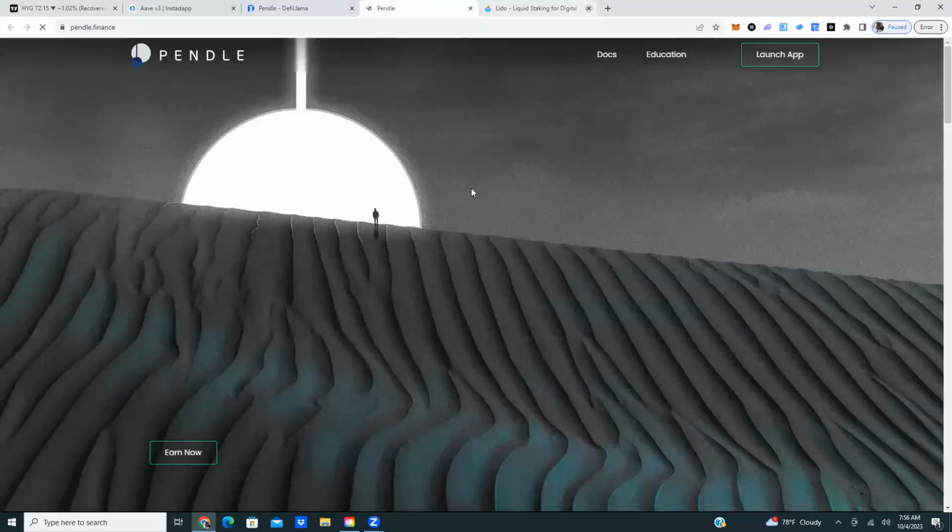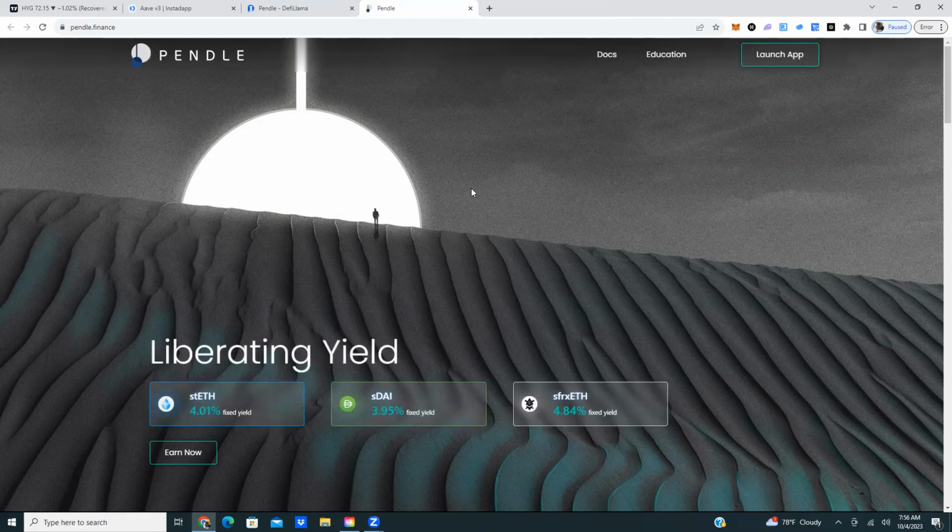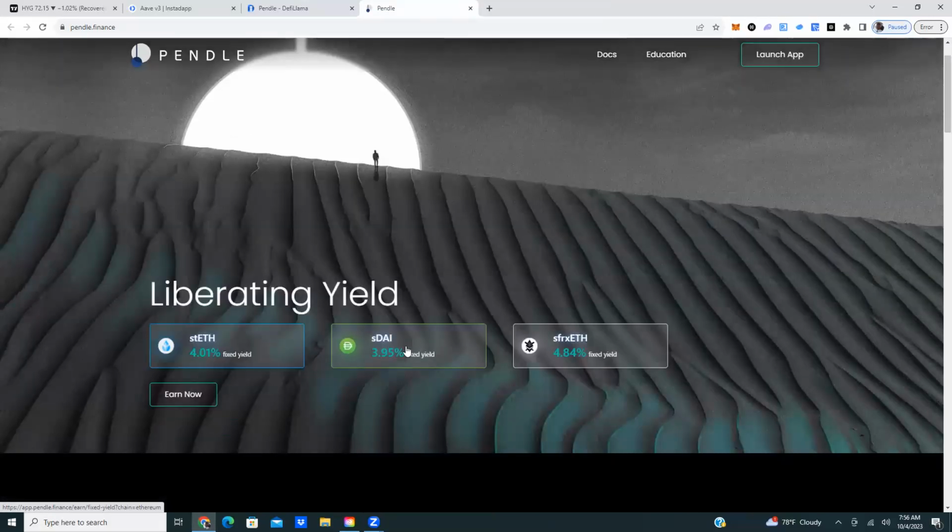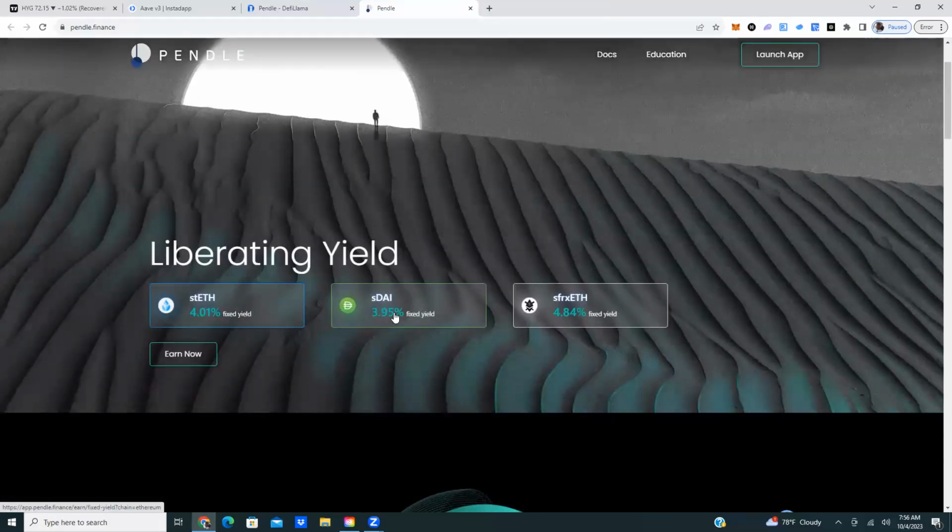All right, let's take a look and see what Pendle Finance has to offer. Liberating yield. You can get a fixed yield of staked Ethereum at 4.01%. You can get DAI fixed yield at 3.95%. You can get sfrxETH. I wonder what that sfrx is. That would be something to find out.